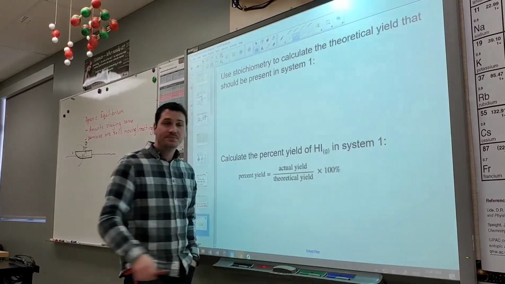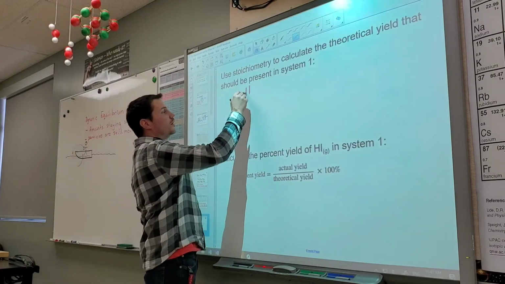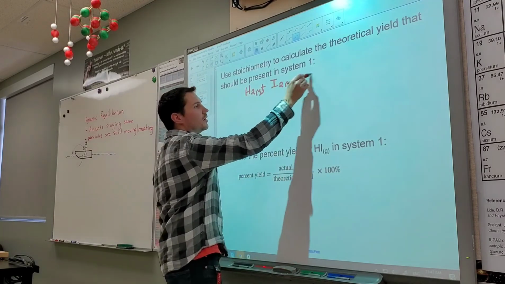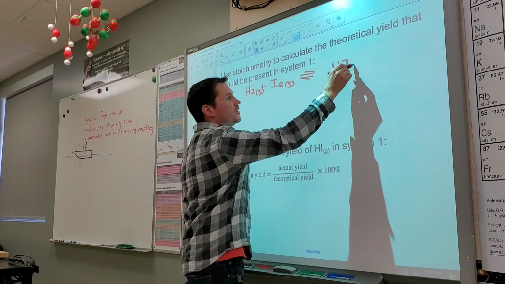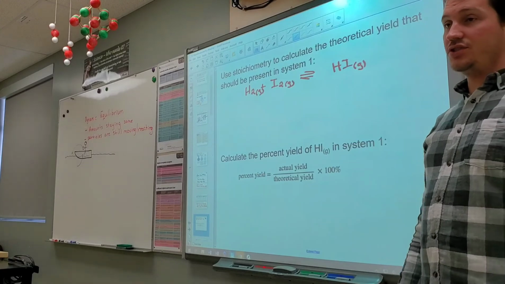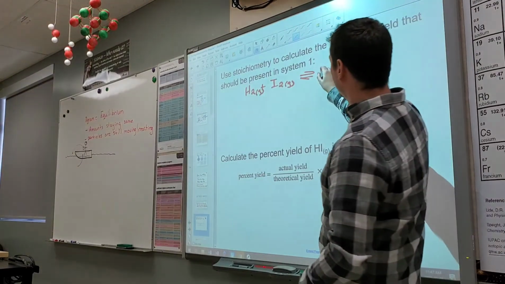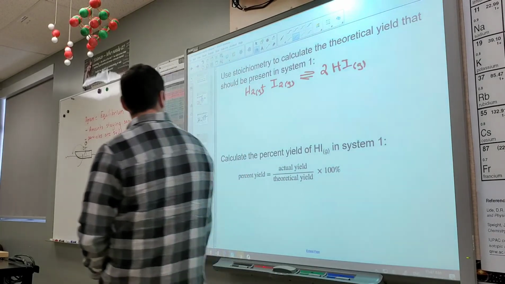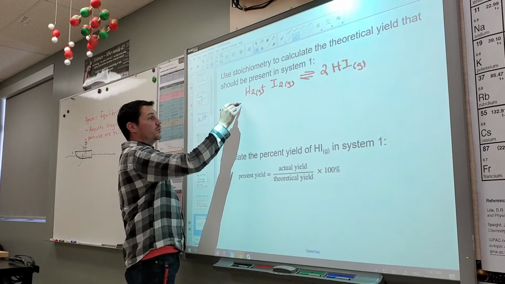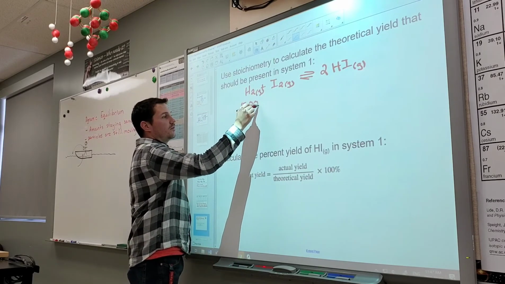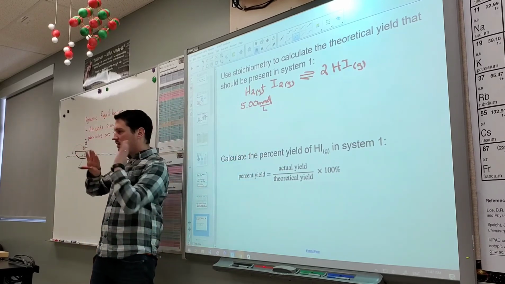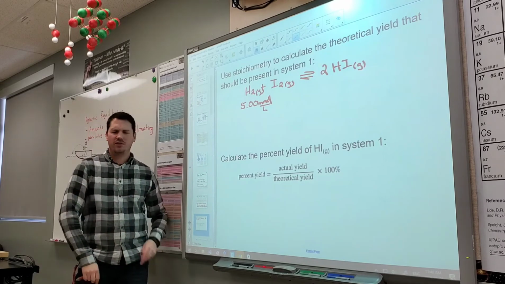So let's think about this. We're starting with hydrogen and iodine, and they're both gases. And it's turning into hydrogen iodide. And how many hydrogen iodides should be made here? 2. So if we start off with 5 millimoles per liter, I'm just going to put it under one of them to really simplify things.